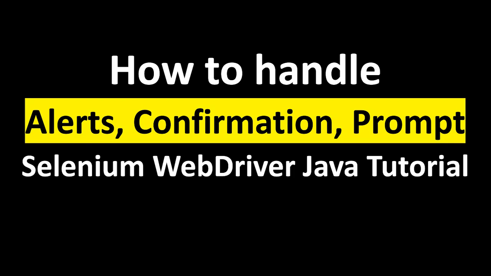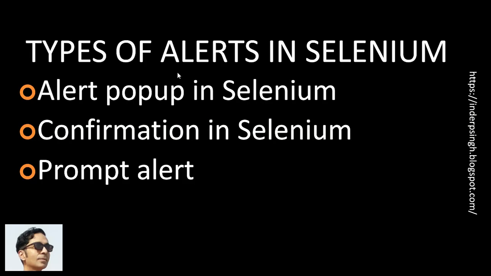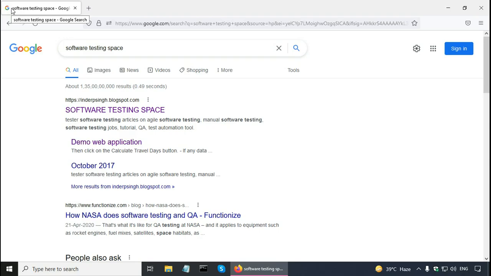I will show you examples of alerts. There are three types of JavaScript pop-ups or alerts. These are alerts, confirms, and prompts. For handling the three types of alerts in Selenium, you need to understand them. You can Google software testing space and go to my blog.